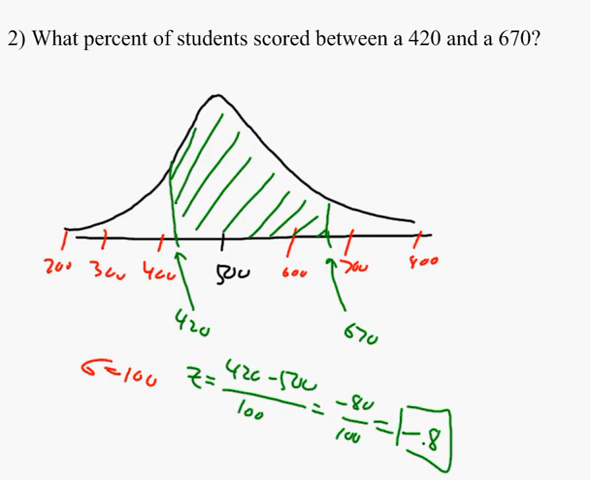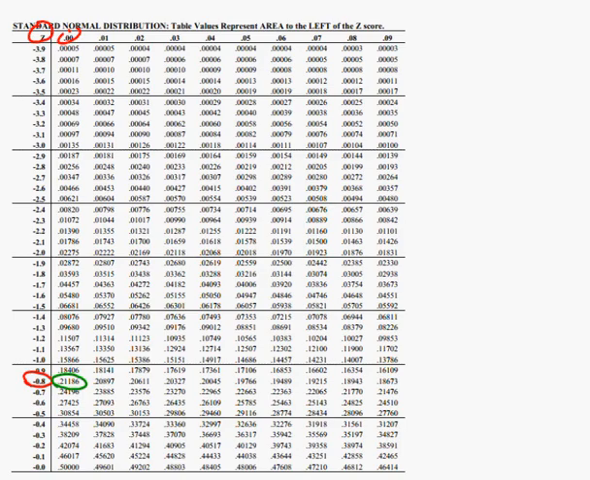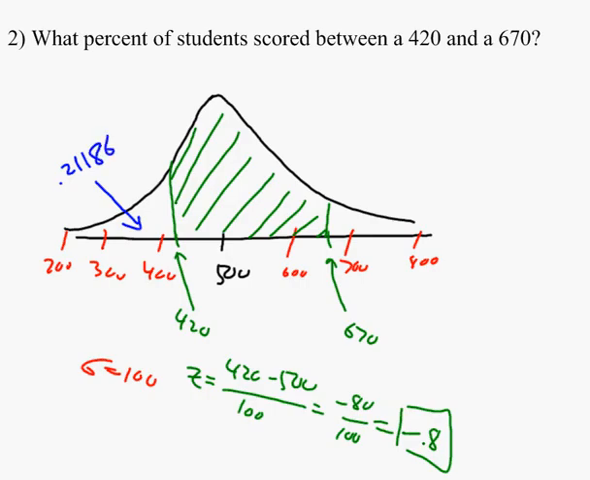So when we go back to the picture we drew, we have to know where to place that area. Remember, that area is actually to the left of this z-score of negative 0.8. So in here we put 0.21186. So that's the area to the left.